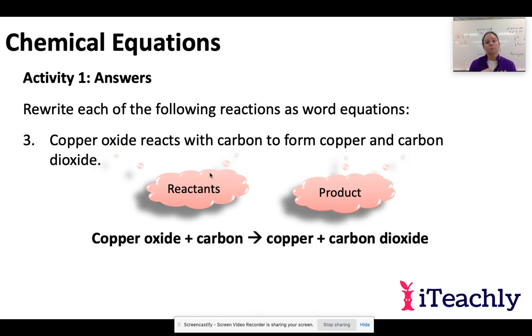And then our last one, copper oxide reacts with carbon to form copper and carbon dioxide. Notice I have copper oxide plus carbon yields copper plus carbon dioxide. So again, notice my reactants are on my left side, my products are on the right side. Notice they're separated by the yield sign, the arrow, and then separating the 2 reactants is a plus sign, and separating my 2 products is also a plus sign.